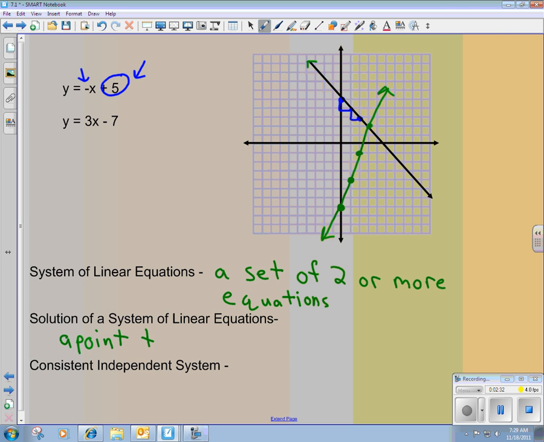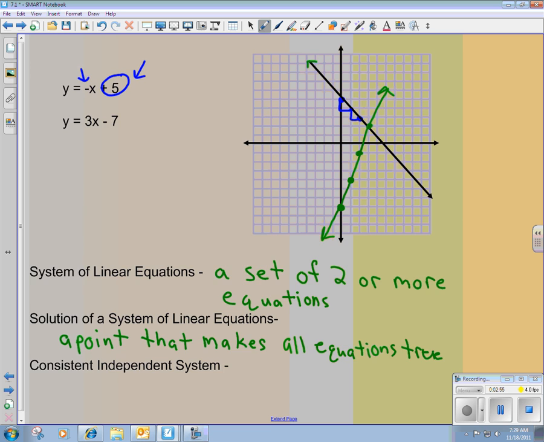The solution of a system of linear equations is a point that makes all equations true. And that's going to be the big focus of our first homework. It makes all equations true. So on that first homework, all we're really going to be doing is checking to see if the point we have makes it true.